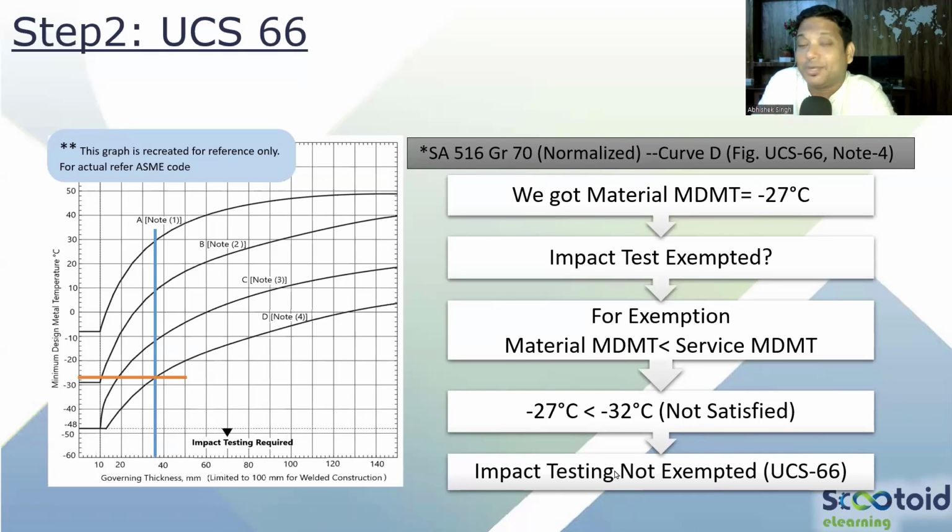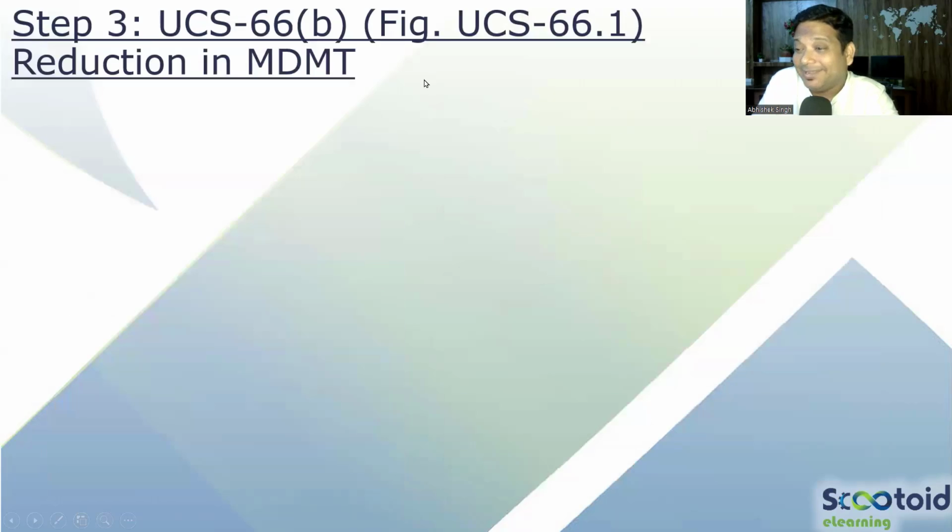Now, what does that mean? Do I need to go and do impact testing? What should be my next step? Doing impact testing? We will not go and do impact testing. We have other clauses which may give us some more relaxation. First we'll go to UCS 66(b), which is nothing but Figure UCS 66.1. That clause provides a reduction in MDMT. Whatever we have calculated, we can take some further reduction, and that is what this clause is providing.